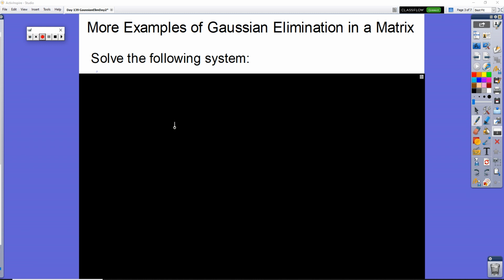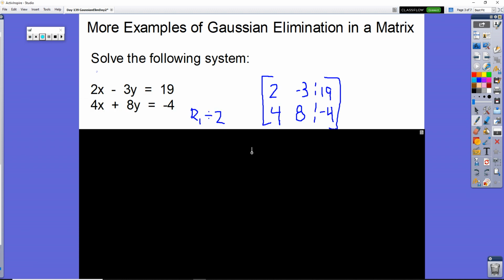Now, we did work through one full example in yesterday's notes, but what today's notes are going to do is they're going to give you a couple more examples that you can use to help you with the homework assignment that I've assigned for tonight.